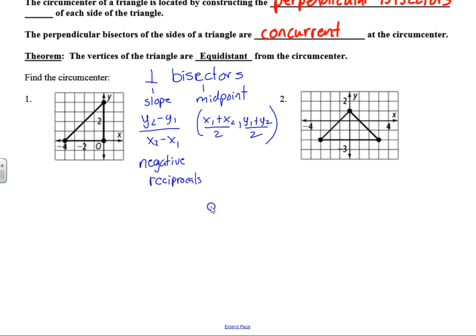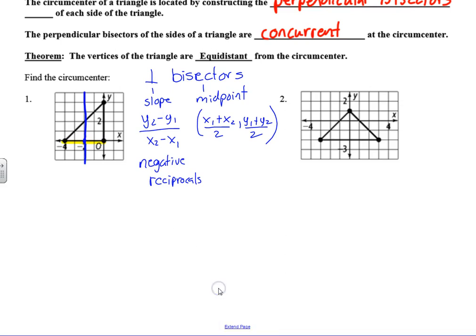All right, now, if we have them graphed, sometimes we can just do a little shortcut. And I'll show you in this first example. Okay, so I'm going to start off by looking at this side here. I need the perpendicular bisector. Well, the bisector needs to go through the midpoint. That's going to be the midpoint.